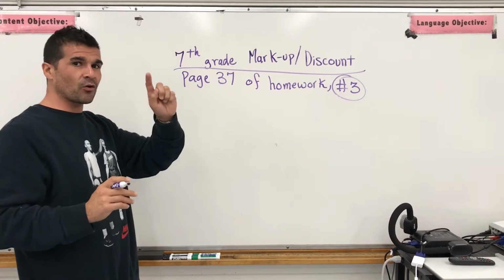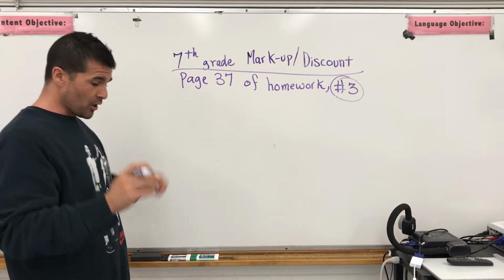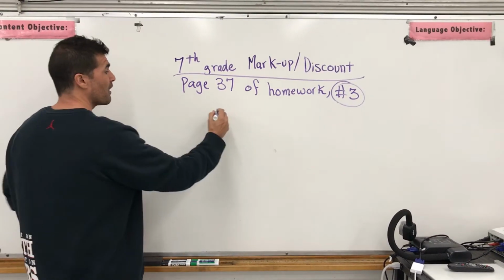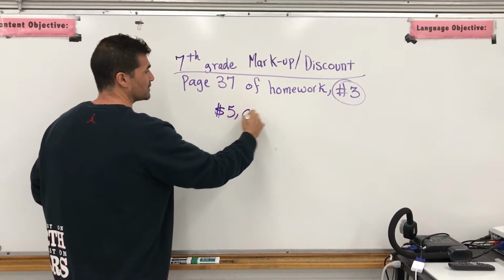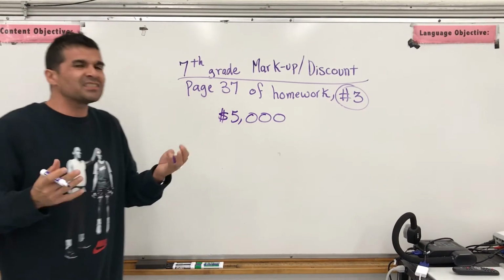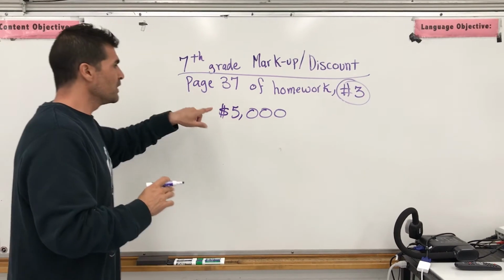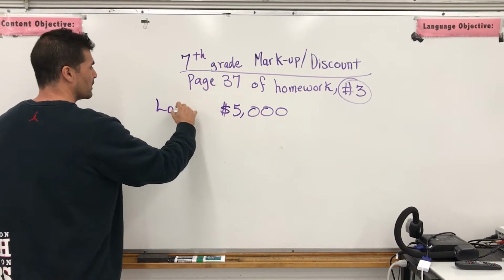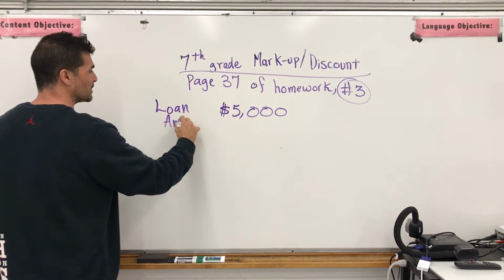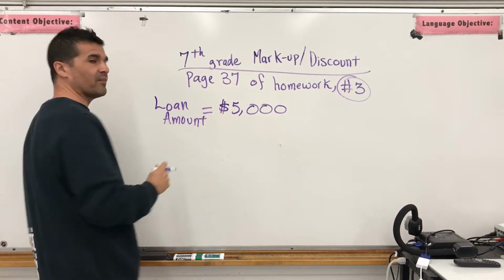So, Joanna's going to take some money from her parents. Her parents are going to loan her $5,000. Now, this is a lot of money for some of you guys, but this is actually a small amount of money for someone to lend you to buy a car. So, this is the loan amount. The loan amount that Joanna is going to need is a total of $5,000.